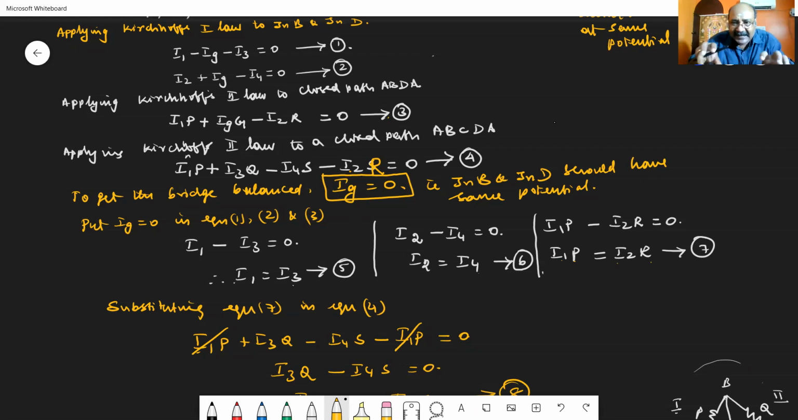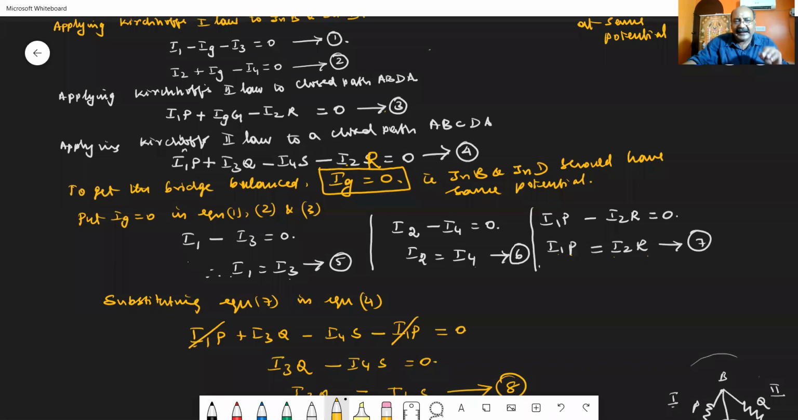So by considering the current through the galvanometer as 0, you apply that value IG equal to 0 in equations 1, 2 and 3. So when you are applying it in equation 1, I can get I1 minus I3 equal to 0.